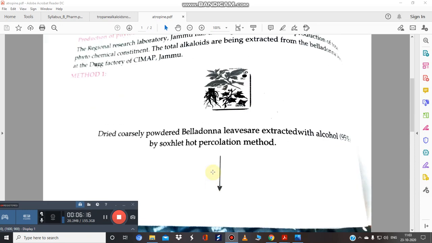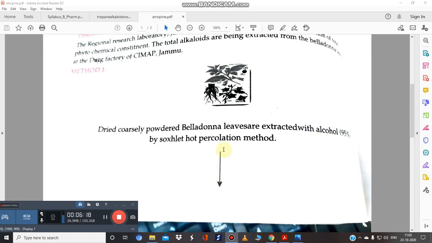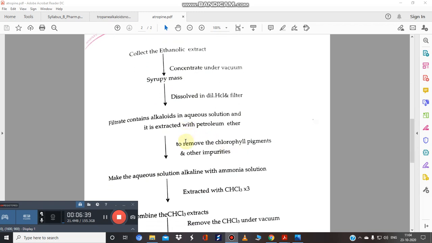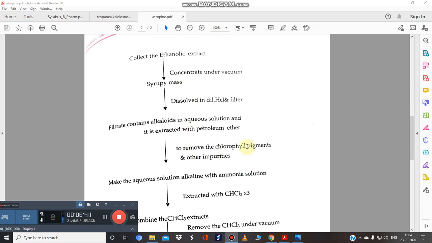So again it was extracted with alcohol with the help of the Soxhlet apparatus. Then we concentrate it to obtain a mass, and it is dissolved in HCl. Salt formation will take place. We filter it, and the filtrate contains the alkaloids, and we treat it with pet ether to remove other impurities like chlorophyll pigments. Belladonna is generally a green leaf, and we obtain atropine from the leaf part. Yes, it contains chlorophyll, so we have to remove the chlorophyll pigment.